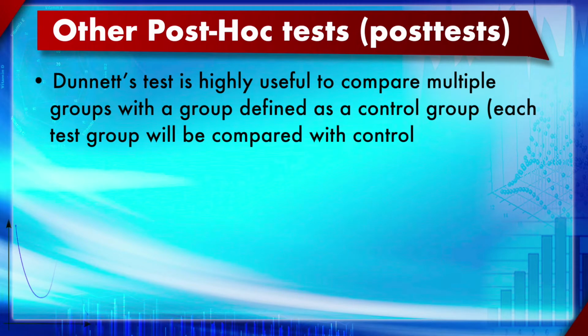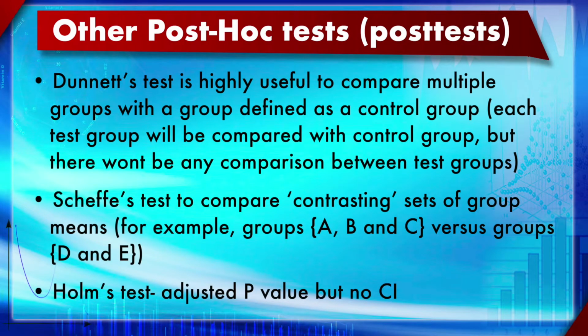Tukey's HSD is just one type of post hoc test, but there are several others as well. One is called Dunnett's test. It's highly useful to compare multiple groups with a group defined as a control group. So if you have a control group and you're comparing this control group with different test groups, especially in biology, we usually have something called a negative control or a positive control, and then you're comparing this control with 1, 2, 3, 4 test samples. In that case, Dunnett's test is most appropriate rather than going for simple Tukey's HSD.